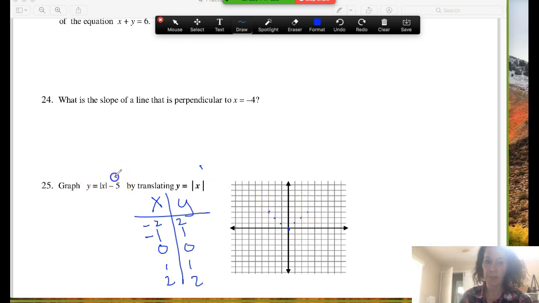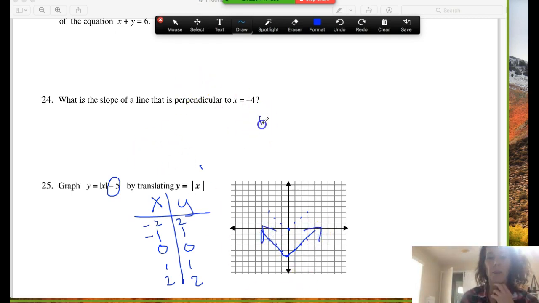I want to translate it down 5. So remember, inside the parentheses shifts you left and right, opposite. Outside the parentheses shifts you up and down, straightforward. So I just take this same graph and I move everything down 5. 1, 2, 3, 4, 5. Here's this graph. So every point's going to move down 5 from where it was. And here's my new graph. And there it is. All right.